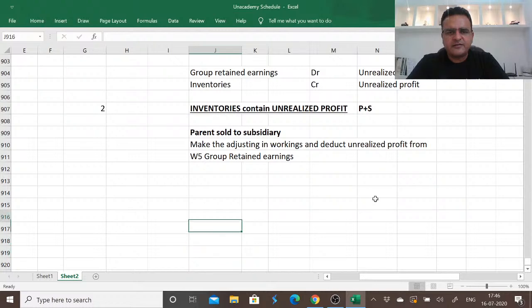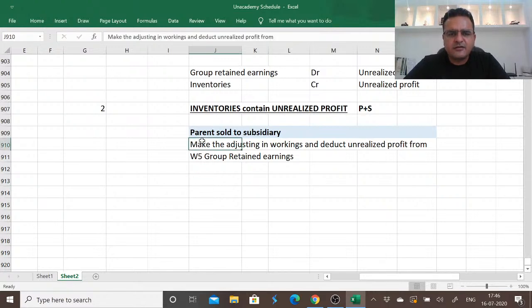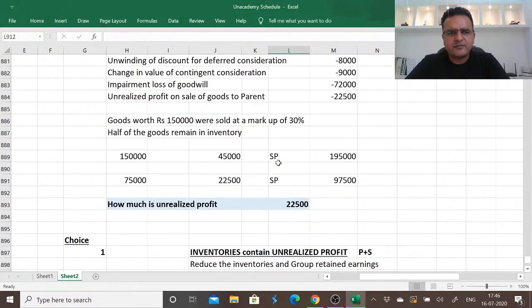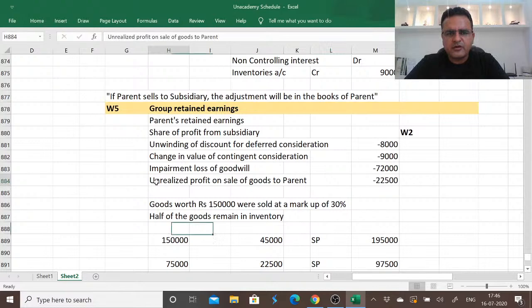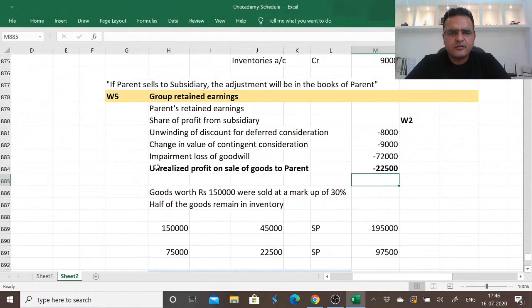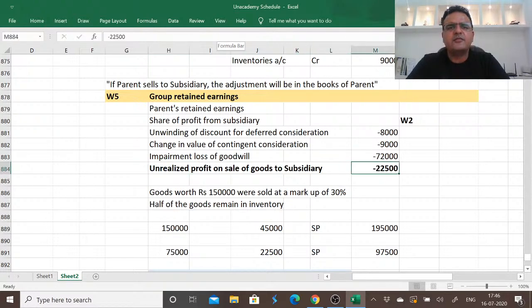If subsidiary sells to parent, and when parent sells to subsidiary, make the adjustment in workings and deduct profit from working note number 5, like we did here. Working note number 5, unrealized profit on sale of goods to subsidiary. When parent sells goods to subsidiary, we need to eliminate it from working note number 5.